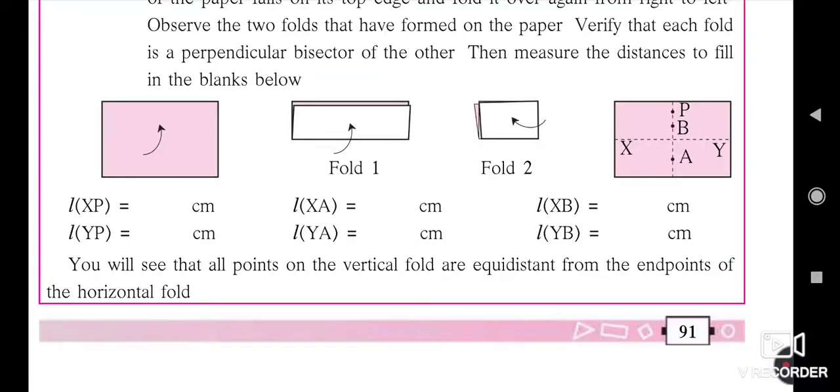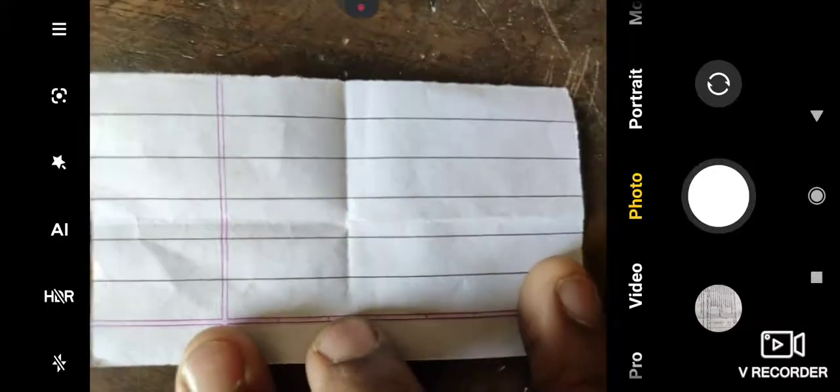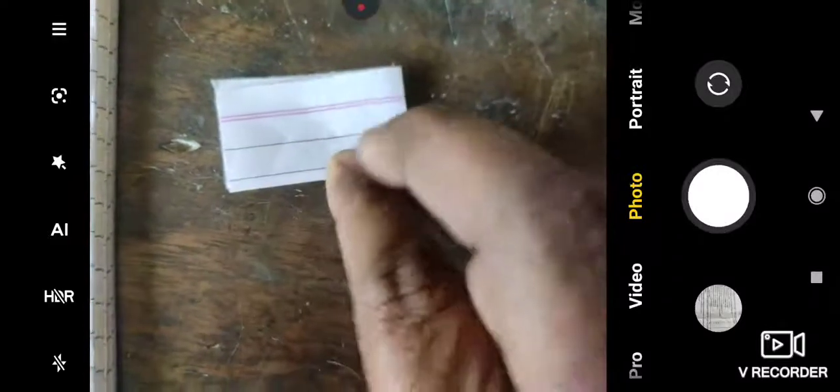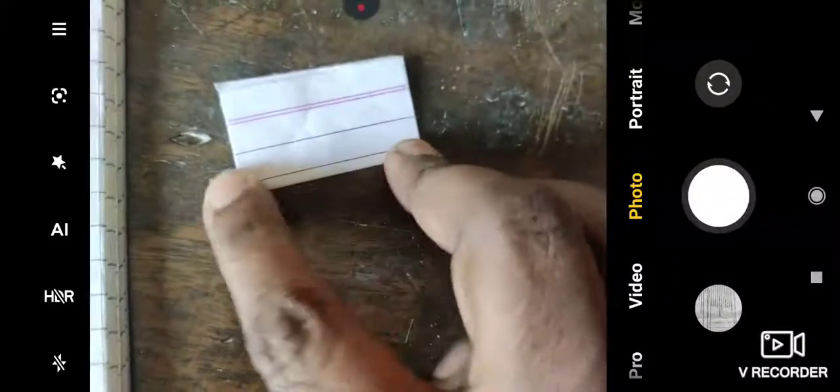Then that sheet we have to fold. That I will show you. Wait a minute. Now you see here in the video, I took a rectangular sheet of paper. First of all, I will fold this page at this side and then this side. After folding, if I open this, you will notice that I got 2 marks, 2 lines. One is a vertical line and another one is a horizontal line. I will draw the lines on it.